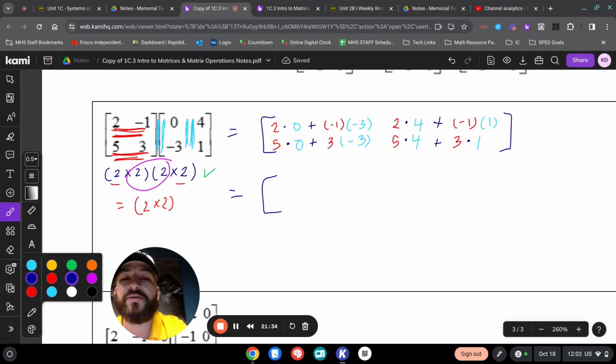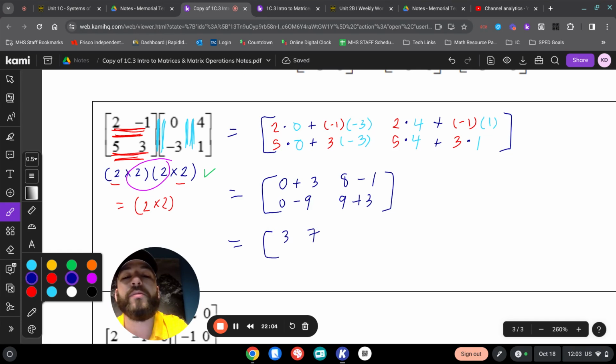So 2 times 0 is 0, plus -1 times -3 is 3. 2 times 4 is 8. -1 times 1 is -1. 5 times 0 is 0. 3 times -3 is -9. 5 times 4 is 9. And 3 times 1 is 3. And then simplifying from there, 0 plus 3 is 3, 8 minus 1 is 7, 0 minus 9 is -9, and 9 plus 3 is 12.